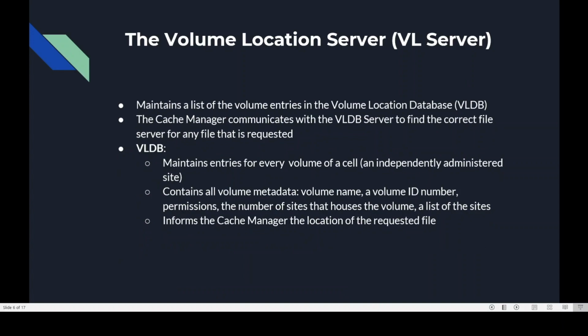The volume location server, the VL server, maintains a list of volume entries in the volume location database, the VLDB. The cache manager communicates with the VLDB server to find the correct file server for any file that's requested. And regarding the VLDB, this maintains entries for every volume of a cell, which is just a name that they use for an independently administered site. Contains all volume metadata as well. So volume name, volume ID number, permissions, number of sites that houses the volume, and a list of those sites. And then it will inform the cache manager the location of the requested file.